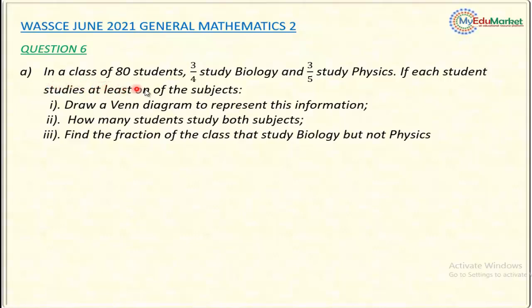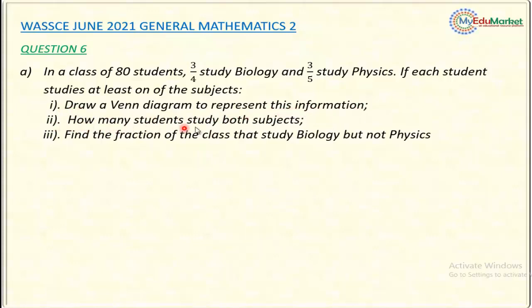In a class of 80 students, 3/4 study biology and 3/5 study physics. If each student studied at least one of the subjects, the 3 questions asked to answer here is: Roman 1, draw a Venn diagram to represent this information.